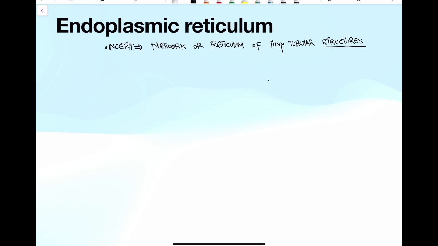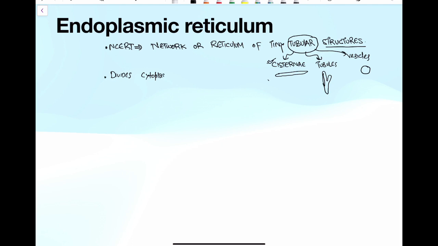Now, one important thing. I may add here that these tubular structures are of three types. There may be cisternae, which are flattened, sac-like structures. There may be tubules, which are tube-like, or there may be vesicles. But most commonly we see cisternae. Now, an important thing you must remember: it divides the cytoplasm into two compartments. The space inside these tubules is called the intraluminal compartment, and outside is called extraluminal. So one is intraluminal, which is simply inside the endoplasmic reticulum, and the second is extraluminal, which is simply outside.